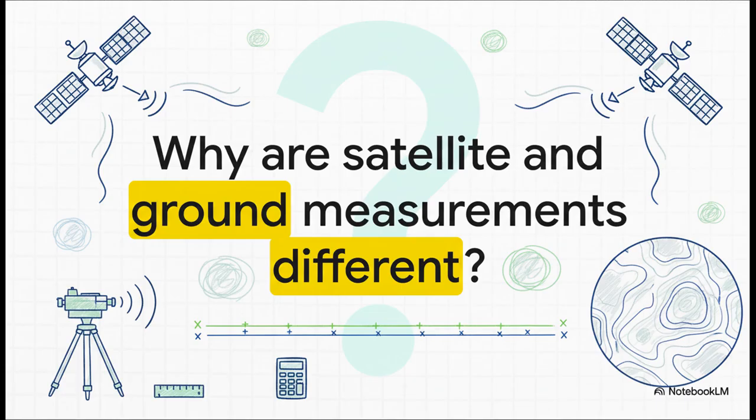So let's just jump right in with a real head scratcher. Picture this. You take two insanely precise pieces of equipment, a satellite system and a ground-based laser, and you measure the very same line. But you get two different numbers. So what's the deal? Is your gear broken? Nope. Something much more interesting is going on.